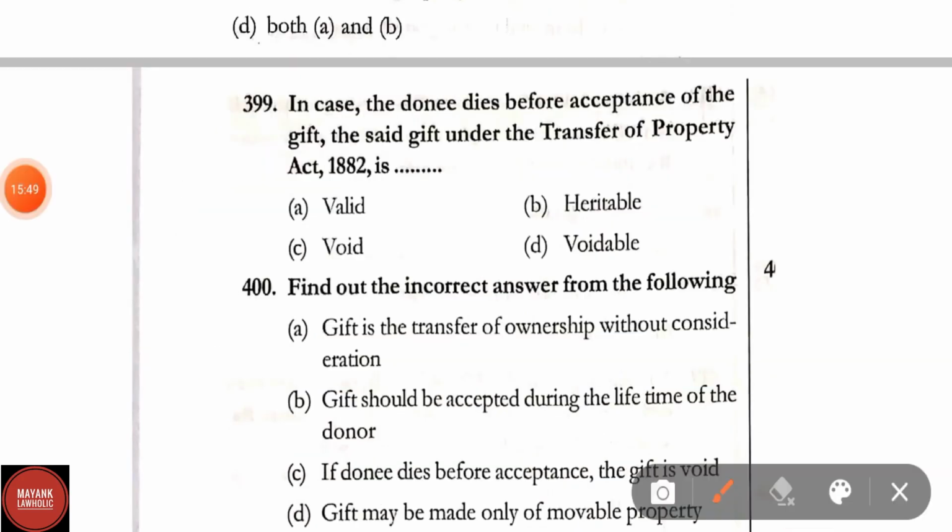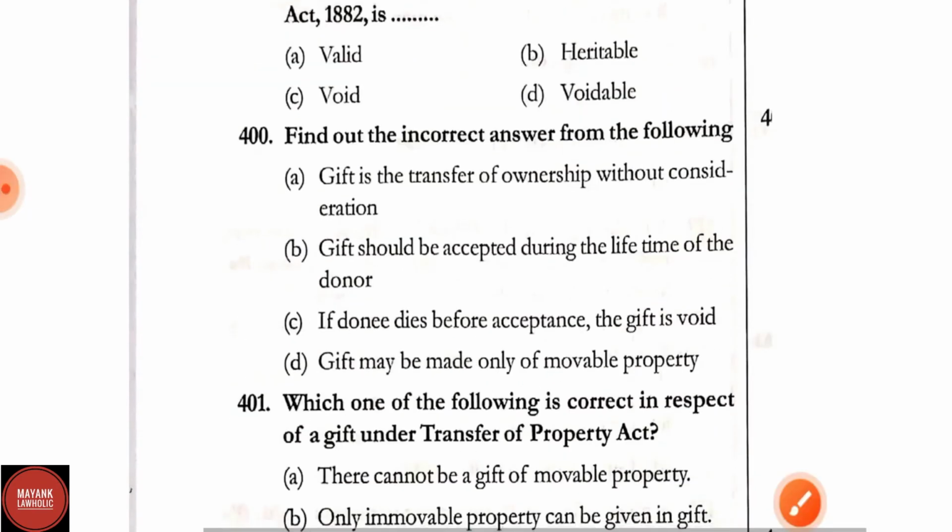Question number 399. In case the donee dies before acceptance of the gift, the said gift under the Transfer of Property Act is void.